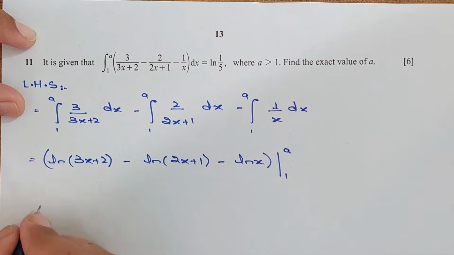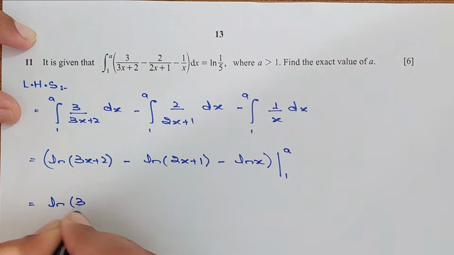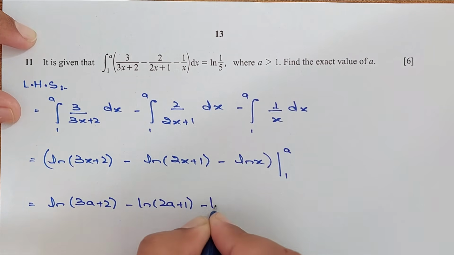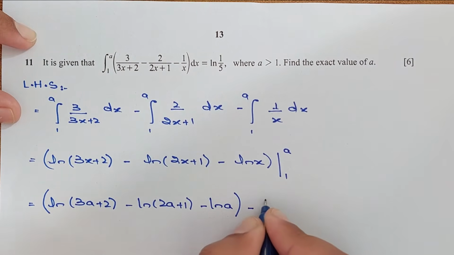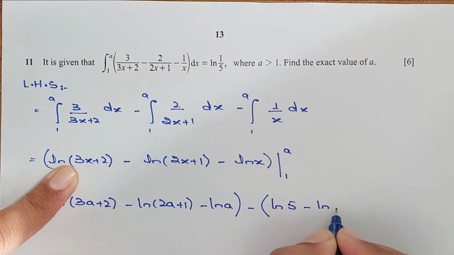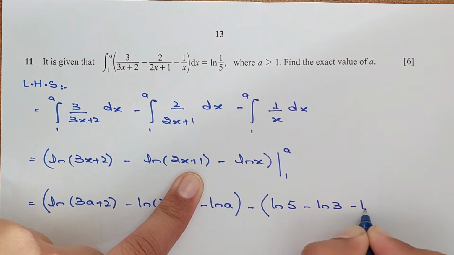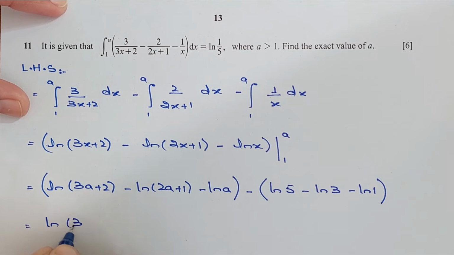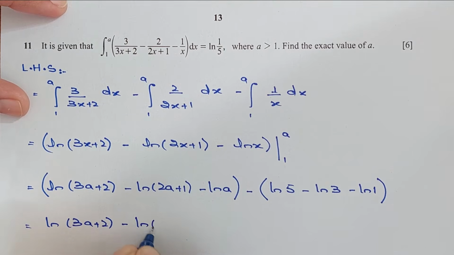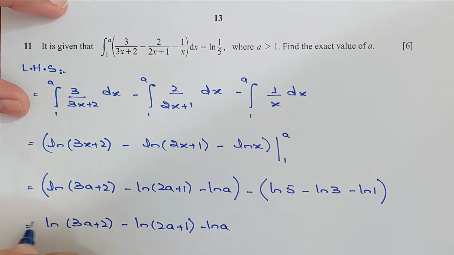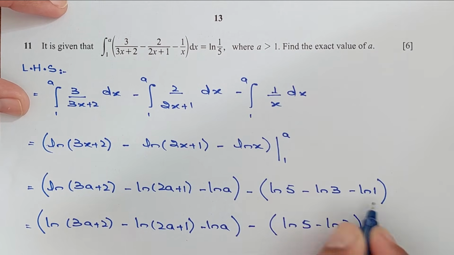This is a definite integral, so we need to substitute the upper and the lower limit. Ln of 3a plus 2 minus ln of 2a plus 1 minus ln of a. This is my upper limit. Subtract the lower limit: ln of 3 times 1 plus 2, 5, minus ln of 2 times 1 plus 1, which is 3, minus ln of 1. Ln of 1 is just 0. So this is ln of 3a plus 2 minus ln of 2a plus 1 minus ln of a, minus ln of 5 minus ln of 3. Ln of 1 is just 0, right?